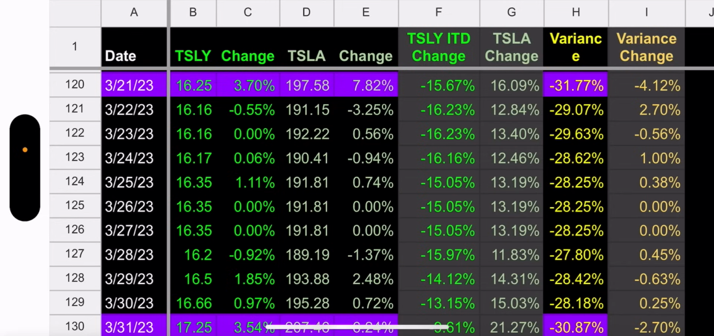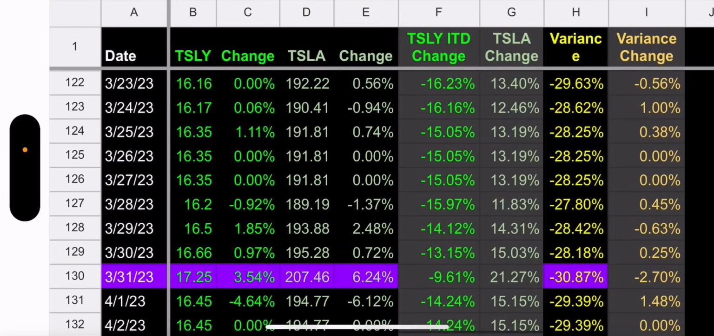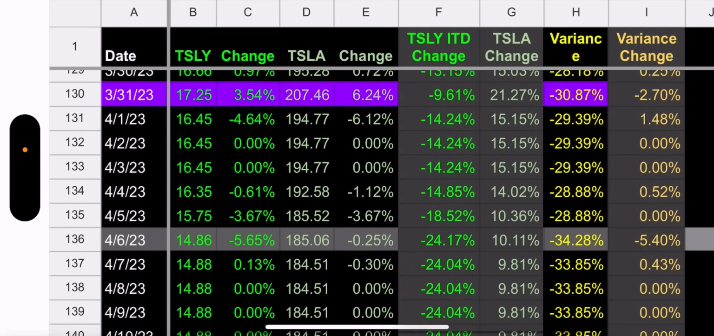But if Tesla drops closer to the strike price, it dropped 3.25% the next day. So guess what? Our weekly call, that debit is shrinking. And when that debit shrinks, our NAV is going to look better and better. So I don't know if that made sense. I hope it did. But let me move on. I don't want to drag this video on too long.